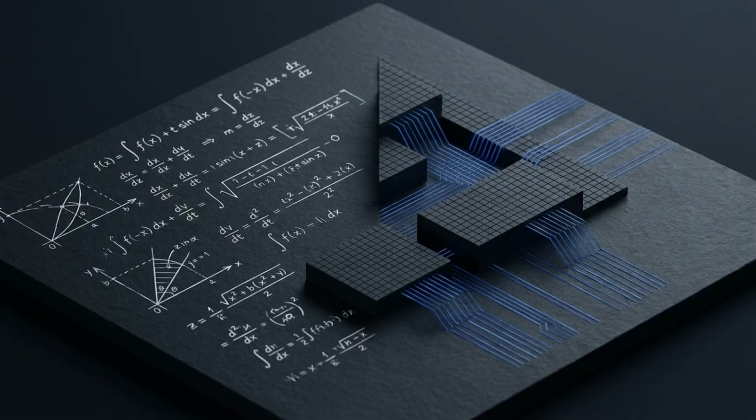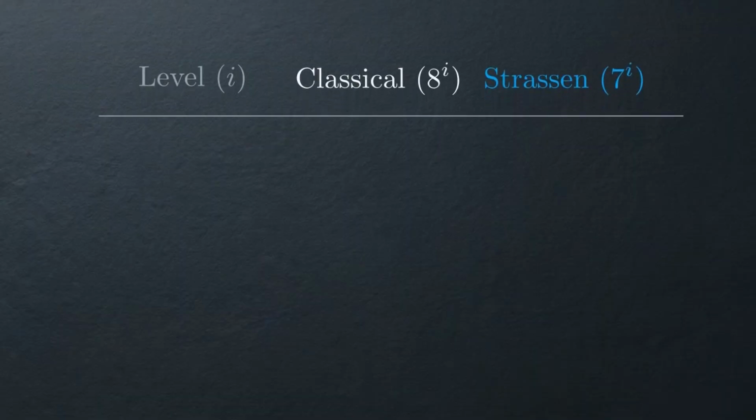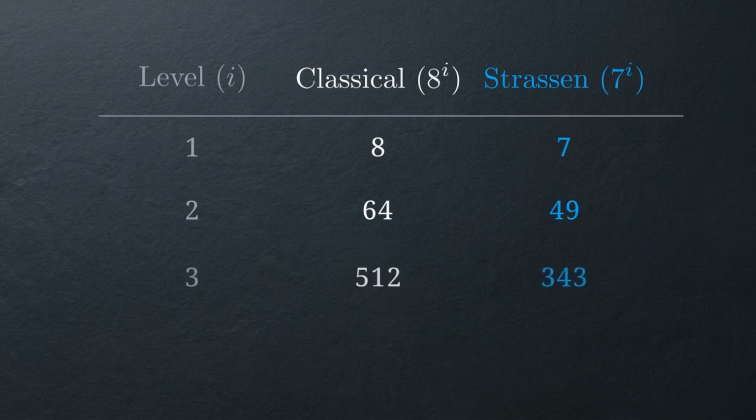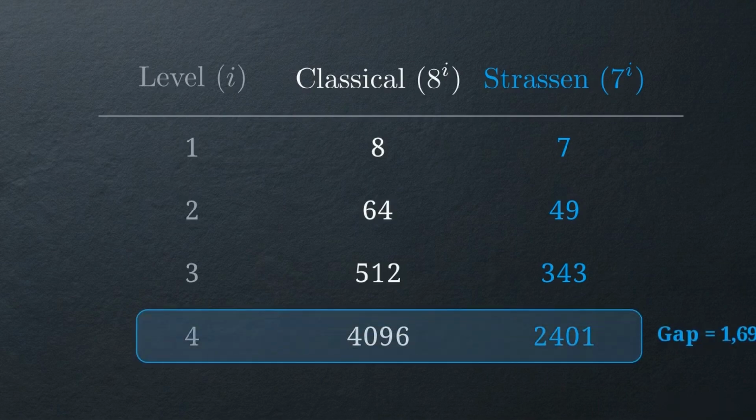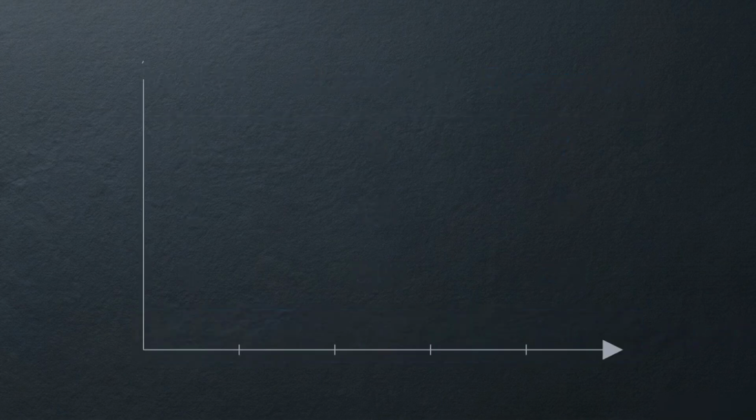Abstract asymptotics explain the theoretical limits, but algorithms run on physical hardware. The real-world performance depends heavily on the scale of the data. This table compares the exact number of recursive calls generated by the classical method against Strassen's algorithm at each level of depth. At level 1, the hardware processes 8 operations versus 7. The difference is computationally negligible. Moving to level 2, the classical method requires 64 calls against Strassen's 49. At level 3, it's 512 against 343. By level 4, the gap widens to over 1,600 distinct computational calls.